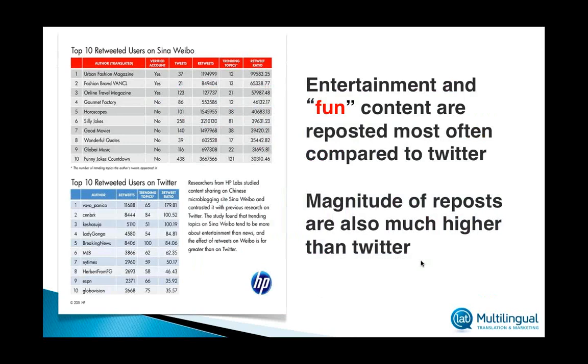So entertainment and fun content are reposted most often compared to Twitter. People are pretty relaxed when they're on Sina Weibo. They don't want to read long-form serious posts, but they want cute cat pictures, cute baby pictures, jokes, and celebrity news. Those kinds of content are really popular on Sina Weibo. And the magnitude of reposts is also much higher than Twitter. You can easily see some really interesting posts get millions or even tens of millions of reposts to their own profile or timeline.